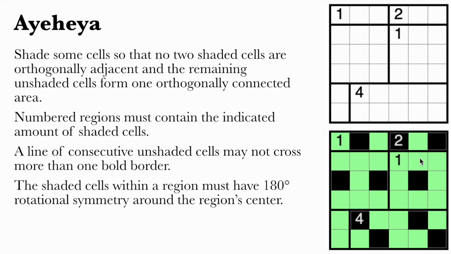You could spin this one around and get exactly the same shape, or even this more complicated 4 region. It's just important to realize we're talking about rotating this 180 degrees, not flipping it across an axis, because you can see that this is not symmetric if you were to mirror this region down here, but if you rotate it, it is symmetric. Those are the rules of Ayeheya. So it's time to solve a puzzle.